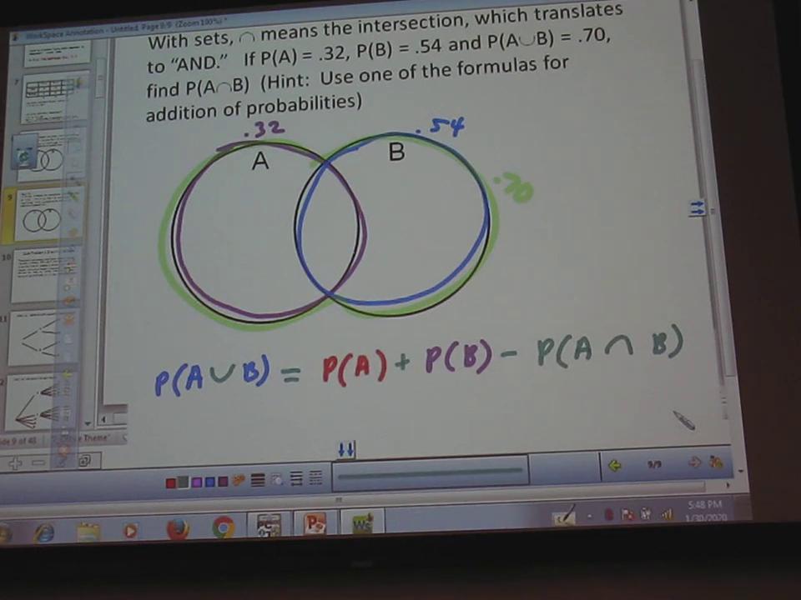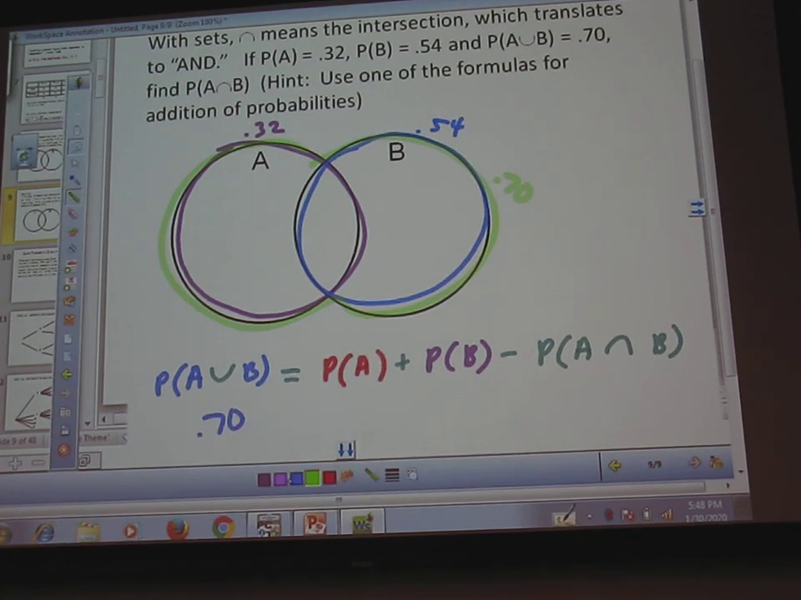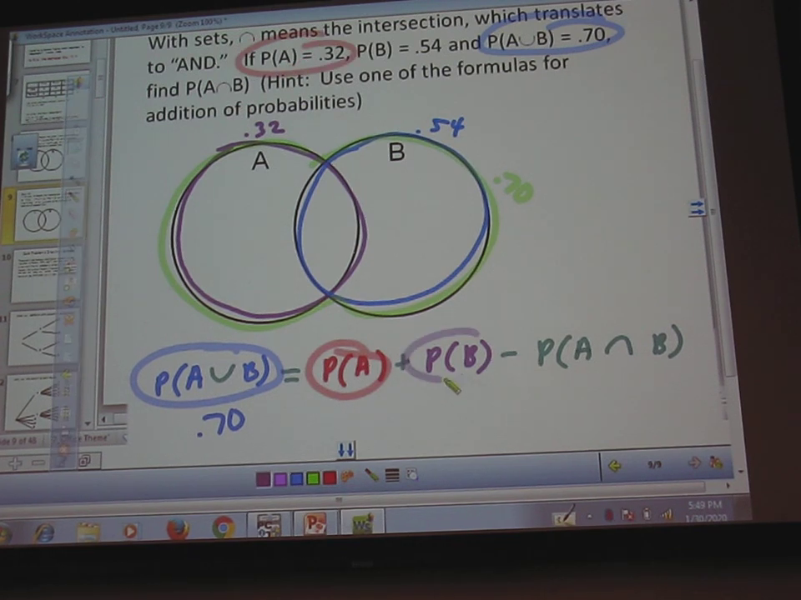So what's the probability of A or B? They gave it to us. What is it? 0.70, right? So here I'll circle them. This one is this one, this one is that one, and this other one is this guy right there. Just plug them all in.